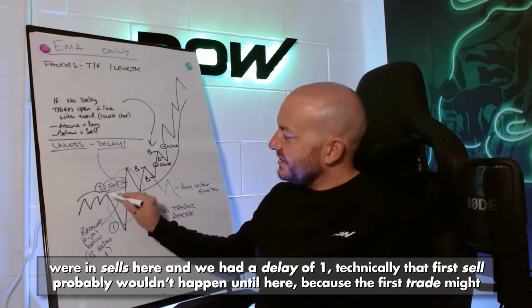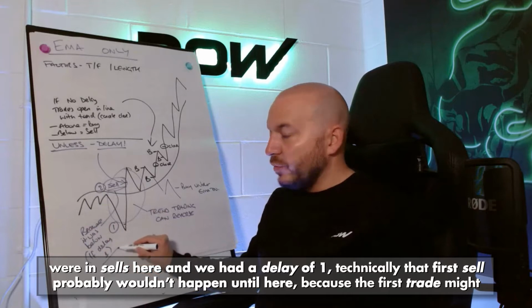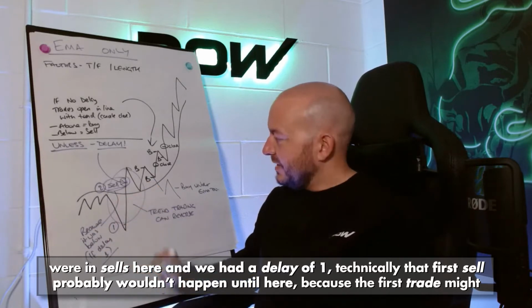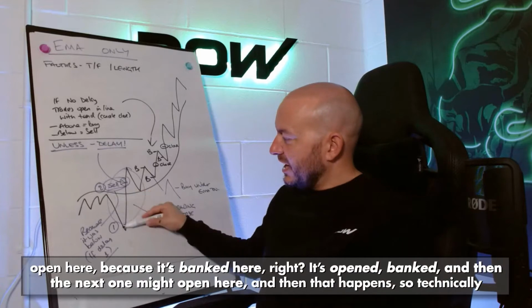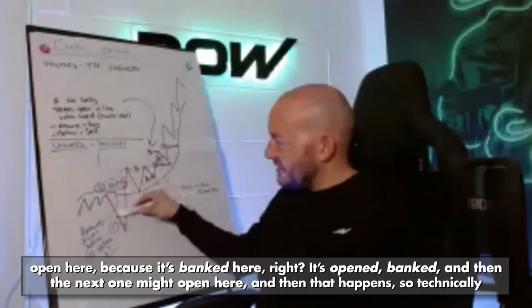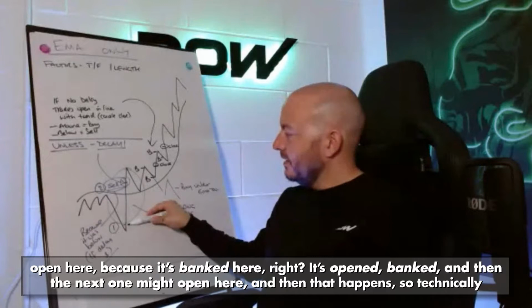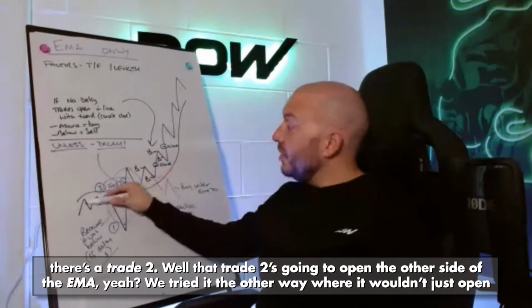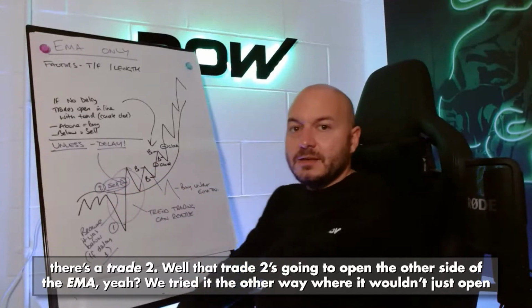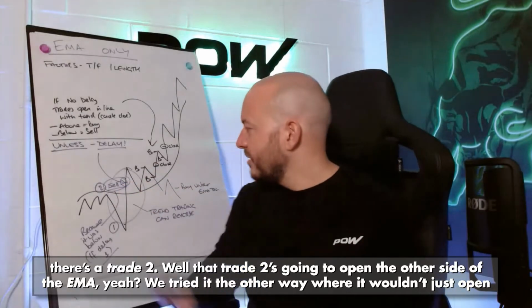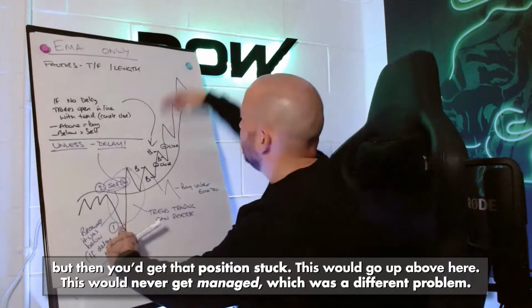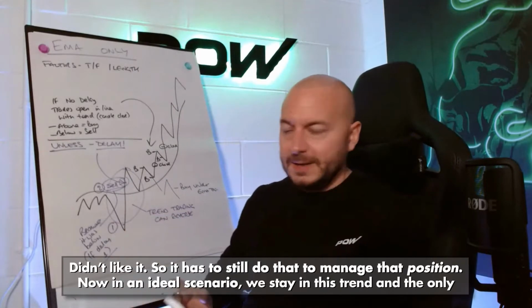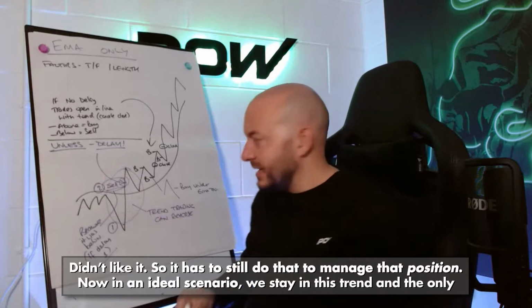Now, if we were in sells here and we had a delay of 1, technically that first sell probably wouldn't happen until here, because the first trade might open here because it's banked here, right? It's open, banked, and then the next one might open here, and then that happens. So technically there's a trade 2. Well, that trade 2 is going to open on the other side of the EMA. Yeah, we tried it the other way where it wouldn't just open, but then you'd get that position stuck. This would go off up here. This would never get managed, which was a different problem. Didn't like it. So it has to still do that to manage that position.